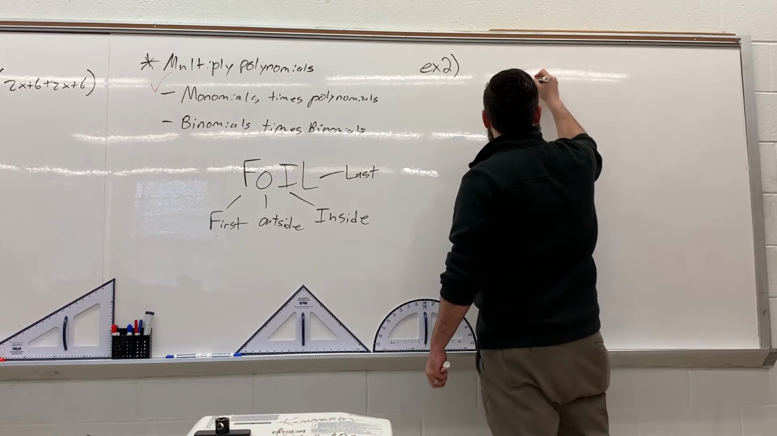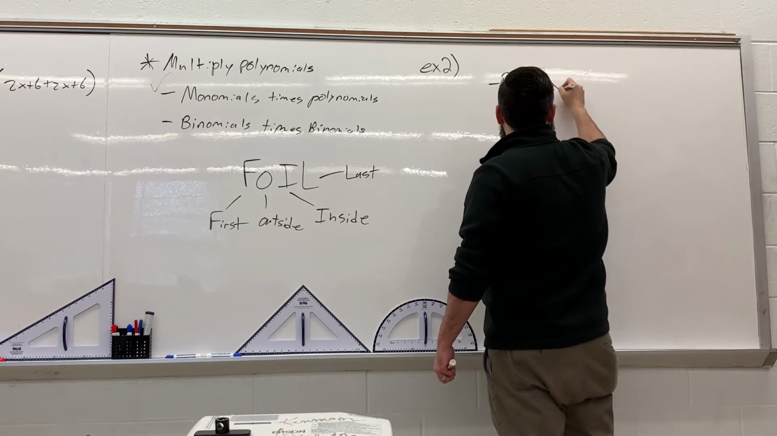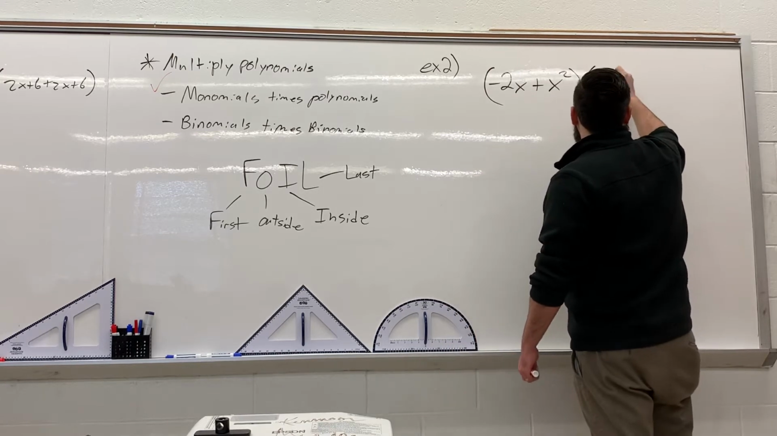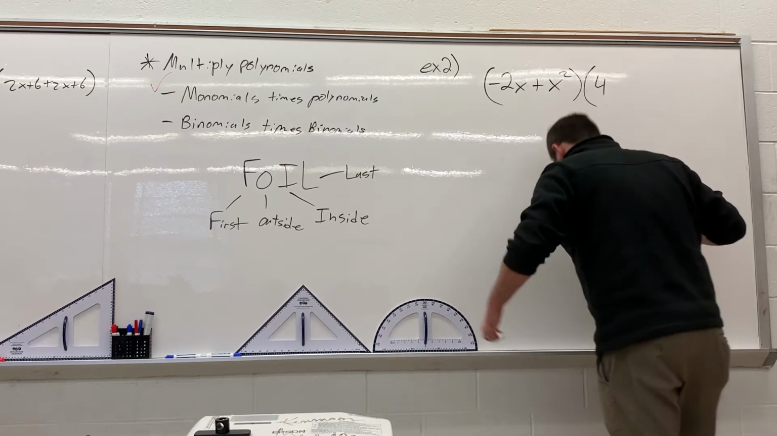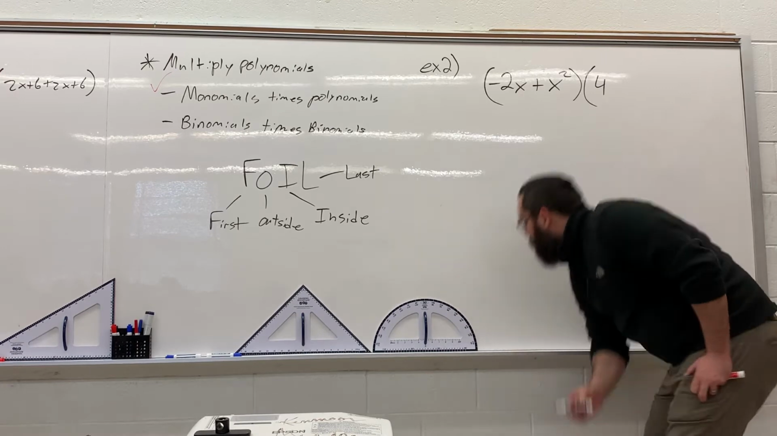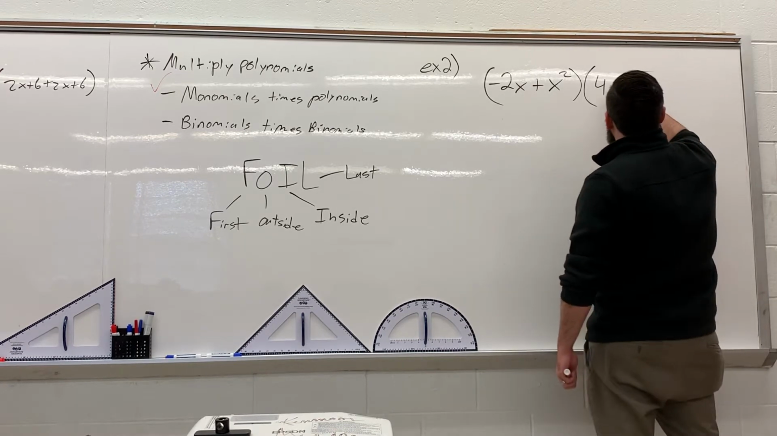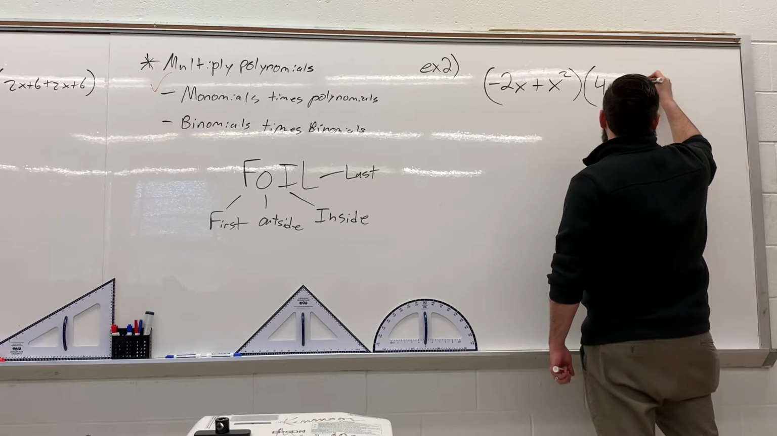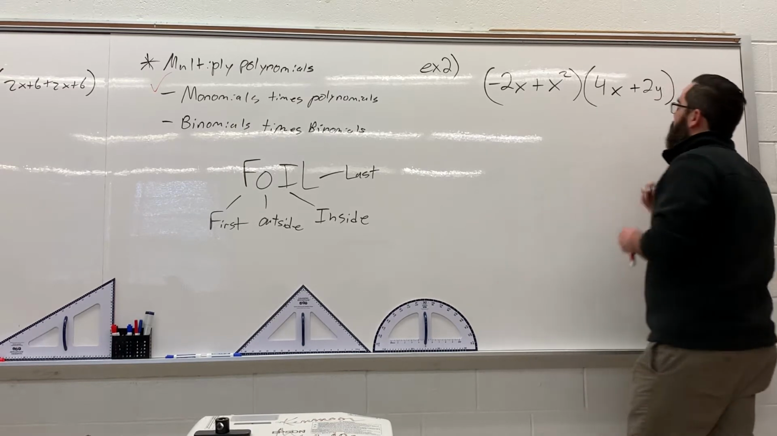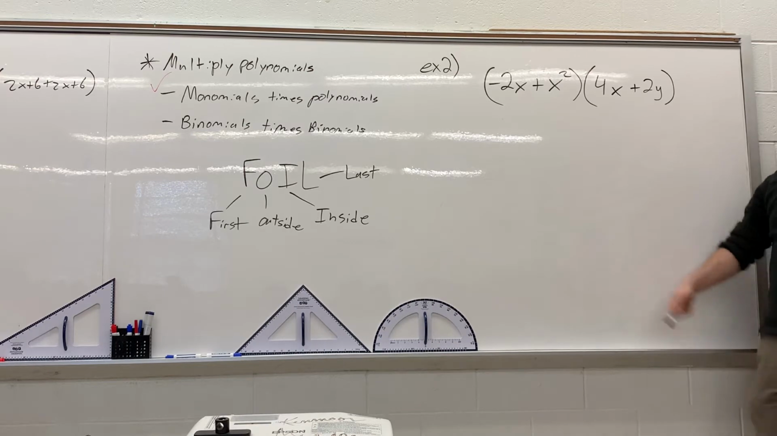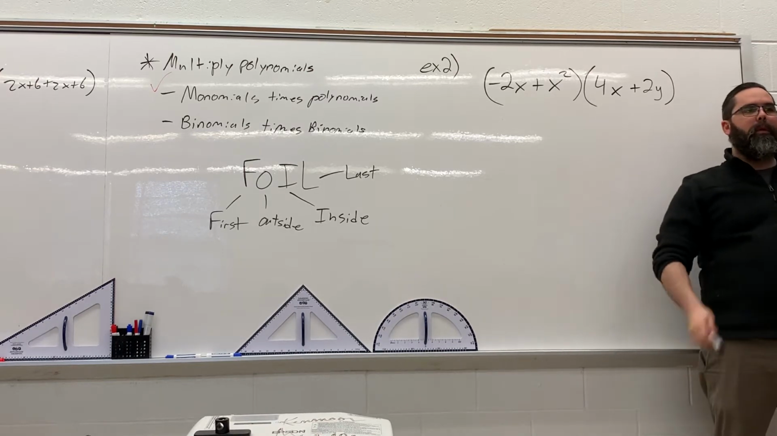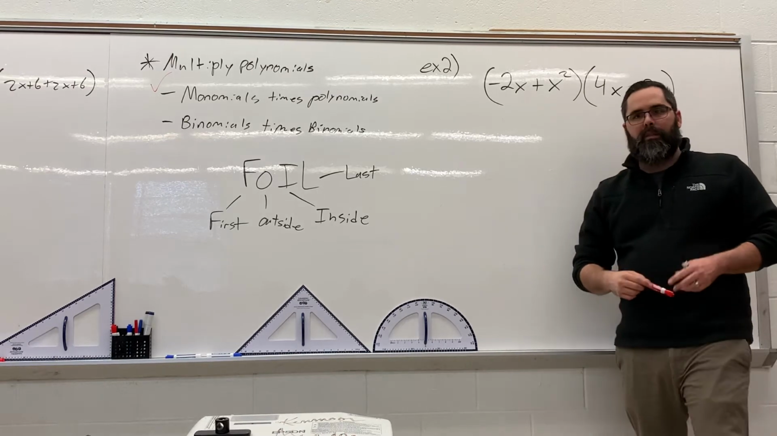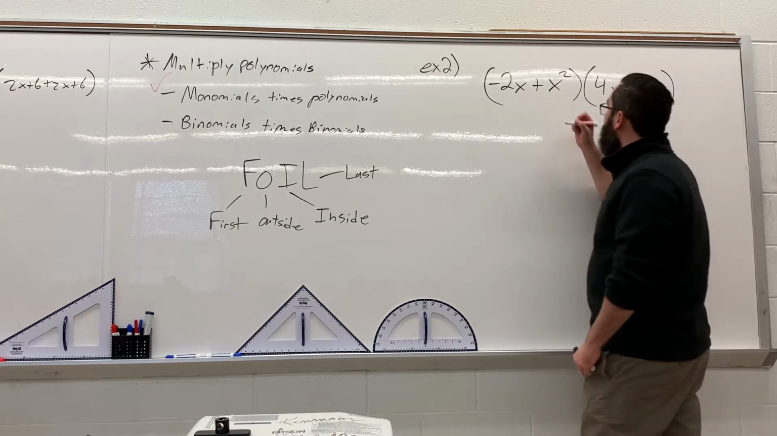Negative 2x plus x squared times 4x plus 2y. Again, we have a binomial times a binomial, so the FOIL method applies. Let's start with our first terms.